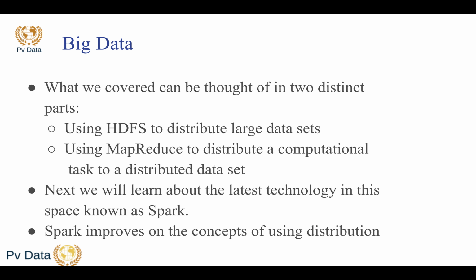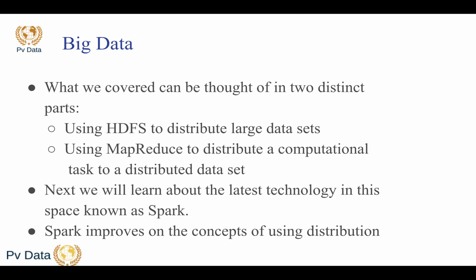What we can sort in two distinct parts using HDFS to distribute large data sets. So basically, big data in Hadoop consists of two things. One is the HDFS part, the other is the MapReduce part. HDFS is for storage purposes, MapReduce is for computational tasks on the distributed data set.